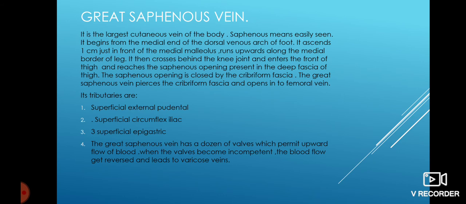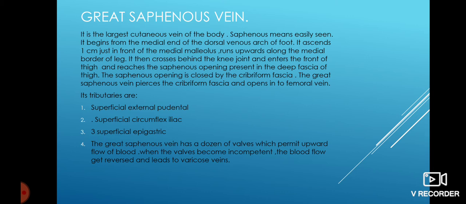Next vein is the cephalic vein that is seen in the upper limb. So in the upper limb, we could see basilic vein, cephalic vein, median cubital vein. In the lower limb, great saphenous vein. Great saphenous vein is the largest cutaneous vein of the body. Saphenous means easily seen. It begins from the medial end of the dorsal venous arch of the foot.